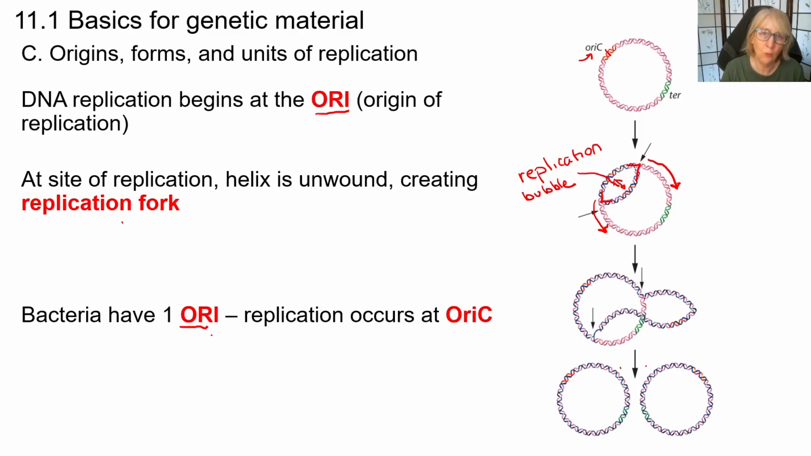Bacteria have one origin of replication. It's called the origin of replication C. In eukaryotes, when we look at it at the end of video 2, eukaryotes have multiple origins of replication.